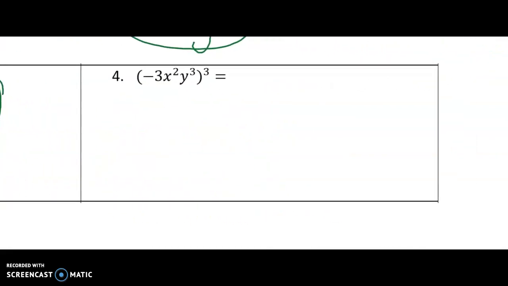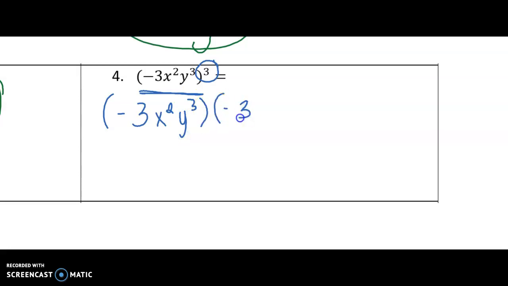This one, again, is another one of those that's tricky. You have everything in the parentheses to the 3rd power. So I'm going to write it 3 times. Negative 3x to the 2nd, y to the 3rd, negative 3x to the 2nd, y to the 3rd, negative 3x to the 2nd, y to the 3rd, like that.